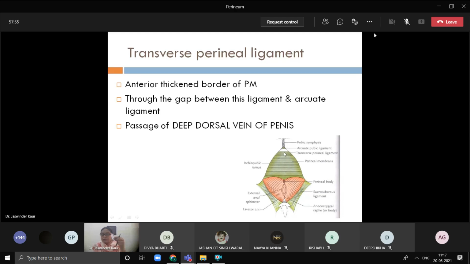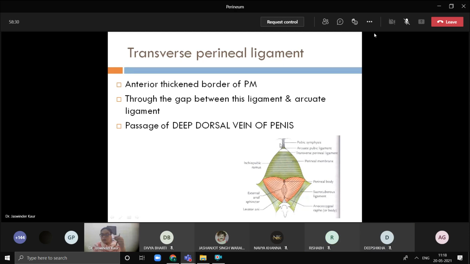So as there is thickening, the apex becomes flat, and this one is the arcuate pubic ligament. So between the arcuate pubic ligament and the transverse perineal ligament there is present a gap. Through this gap is the passage of the deep dorsal vein of penis in case of males. So it is clear? Is it clear? Yes, ma'am.